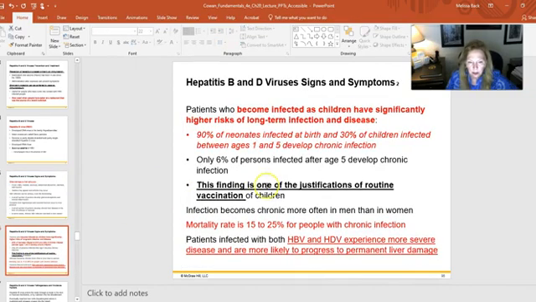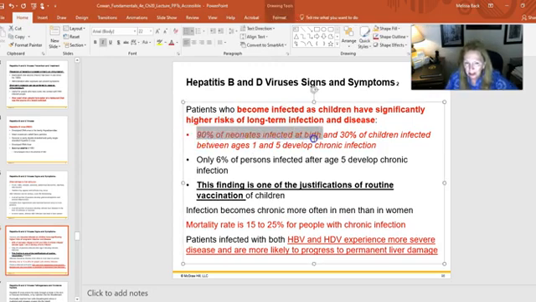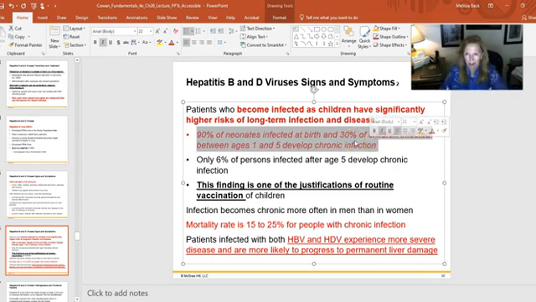So these are ones that we do know are associated with this. When we think about children, they are at significantly higher risk of long-term infections and diseases. Look at this. 90% of the neonates and 30% of children will develop chronic infections. And this is, again, why we protect ourselves as adults so that we can protect our children from ever getting these. Because what we know is that this is the finding that leads to the justifications of routine vaccinations for us and children.